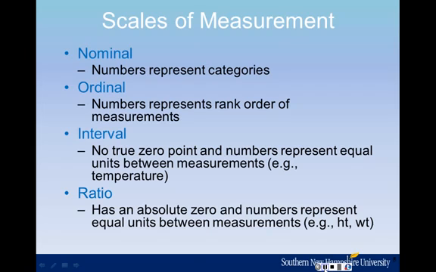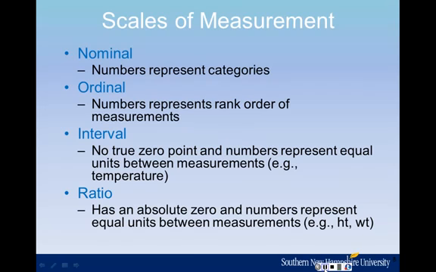Ratio, on the other hand, has an absolute 0 point. And so if you measure a height of 0, that means there is no height. Or a weight of 0, there is no weight. Or you measure a blood pressure of 0, there is no blood pressure. Okay, so that scale of measurement has an absolute 0 point.